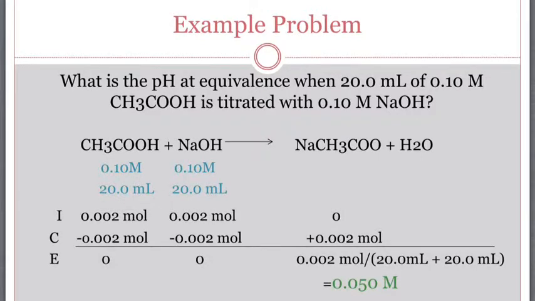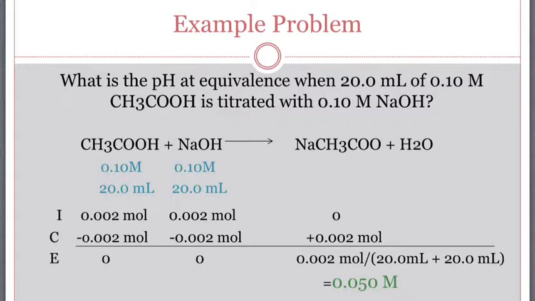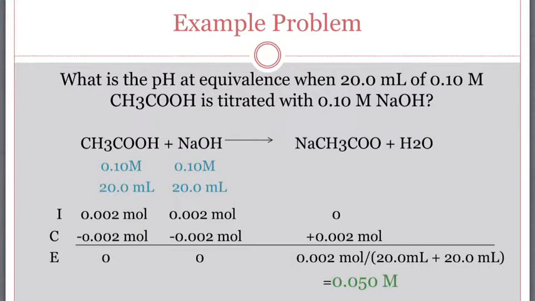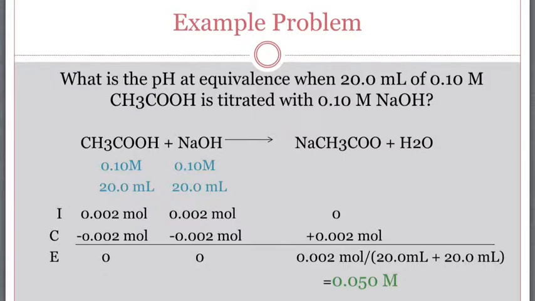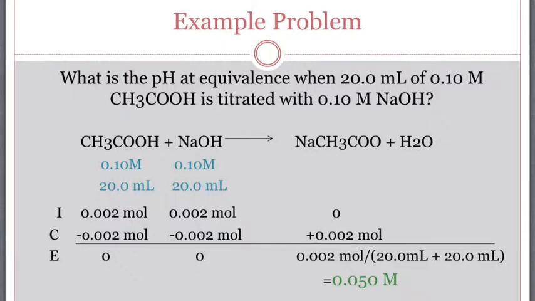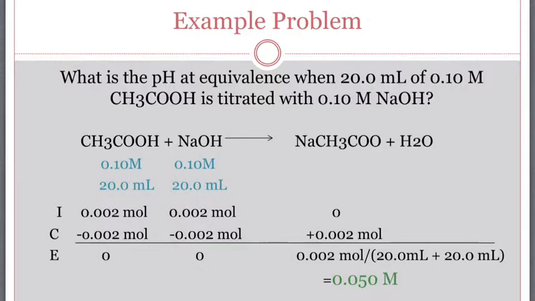The problem is, what is the pH at equivalence point when 20 milliliters of 0.10 molar acetic acid is titrated with 0.10 molar NaOH? We must first ask ourselves how much NaOH must be added to reach equivalence point. Since we know at equivalence point the moles of acid equals the moles of base, and since the acetic acid and the NaOH both have a molarity of 0.10, we know that the same amount of NaOH must be added as acetic acid, so therefore 20 milliliters of NaOH must be added.